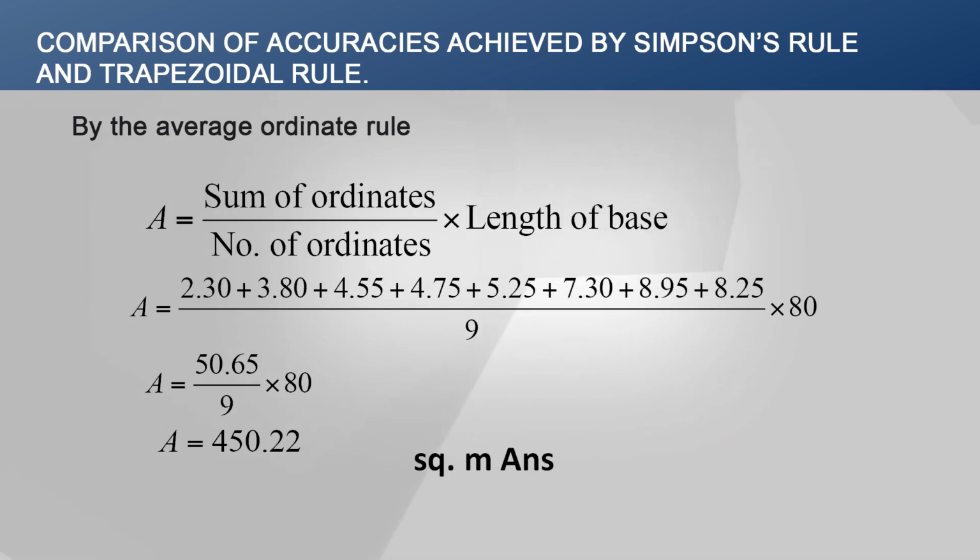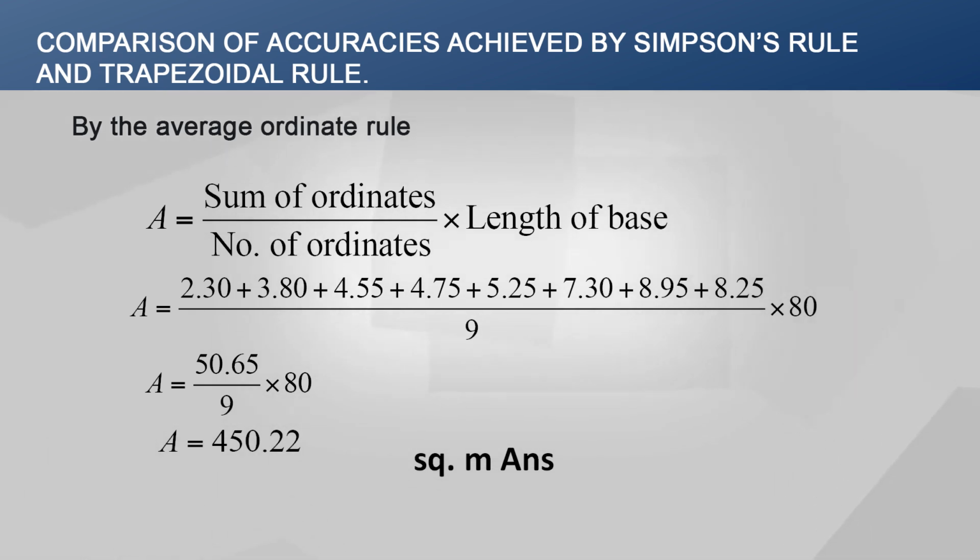Now, if we go for the average ordinate rule, the basic assumption in the average ordinate rule is that the area is calculated by considering the whole area as a rectangle with the length as the length of the baseline and the breadth as the average ordinate. So, area will be equal to average ordinate into length of the baseline.